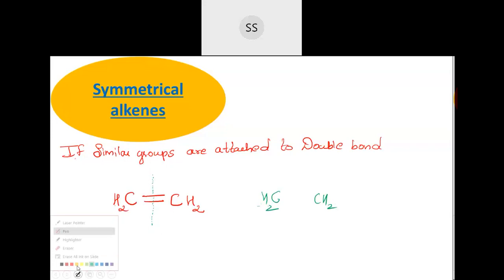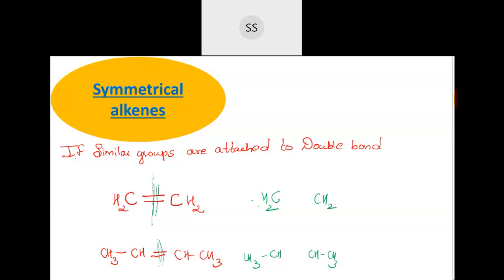One more example is CH3-CH=CH-CH3. Again, if I break this across the double bond, I will get CH and then CH3 on one side. On the other side also, after breaking, you will be left with CH and CH3. The fragments are the same.